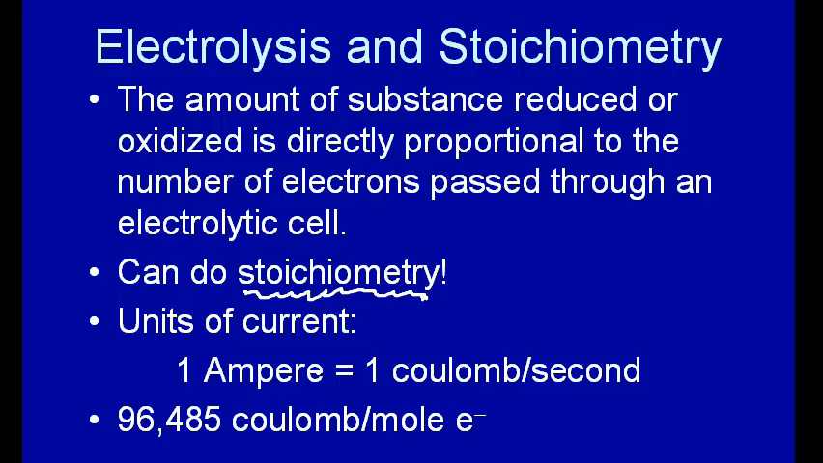So if we can determine the amount of current measured in amp for a particular time, we can determine the number of coulombs and divide that by coulomb per mole. We get the number of moles of electrons. And if we have the balanced oxidation reduction equation, we can figure out how much oxidized and how much reduced.